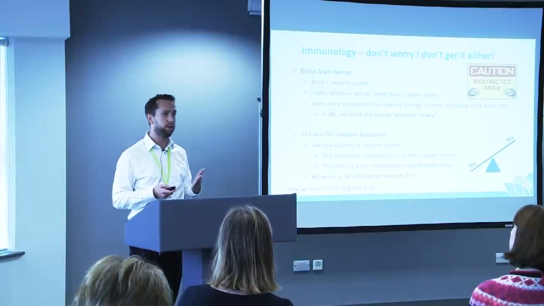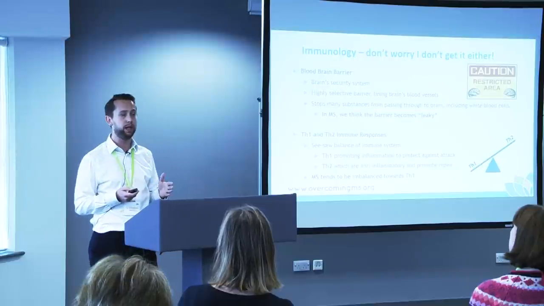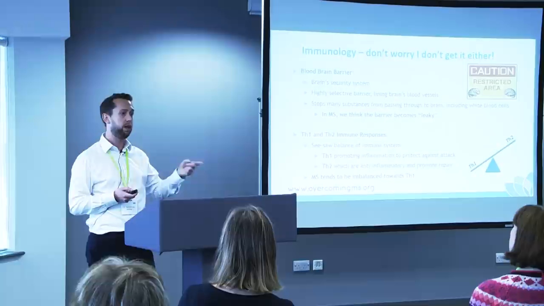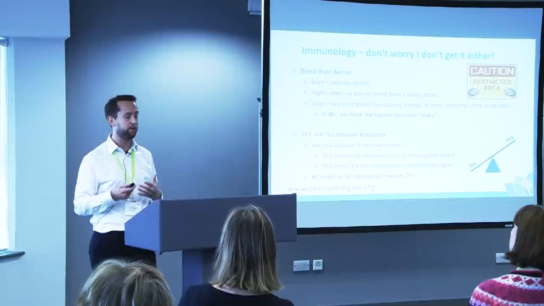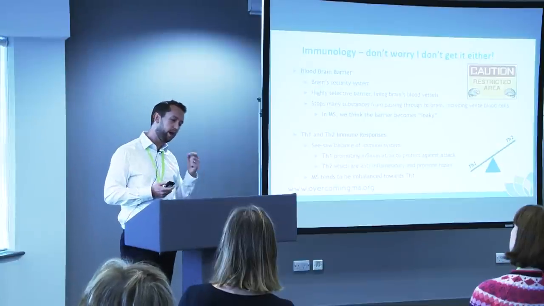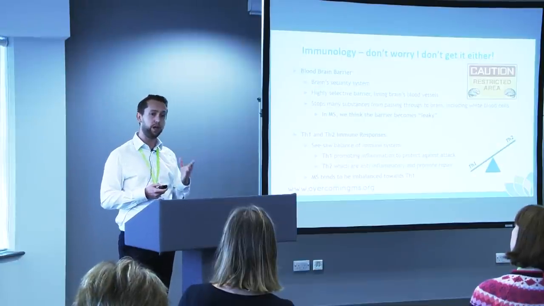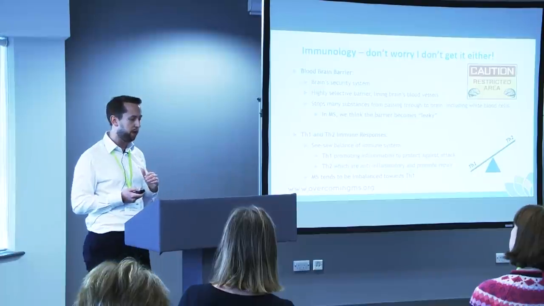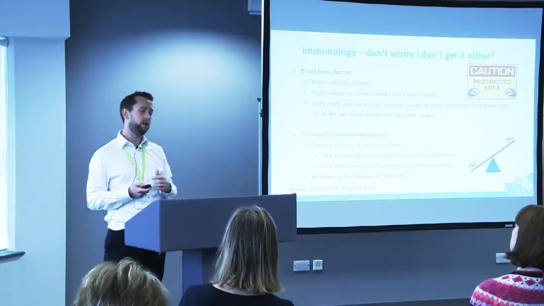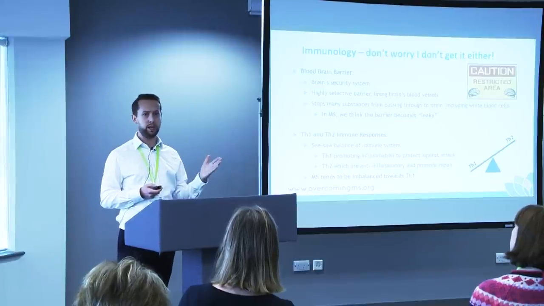And that includes white blood cells. Funnily enough, white blood cells have no place outside of the blood system inside the brain. They shouldn't be in brain tissue. And obviously we know they are in MS. And we think that's because the barrier becomes leaky. We're not entirely sure why, but it starts to leak. So you've got the wrong passport, but you still get through the gate.